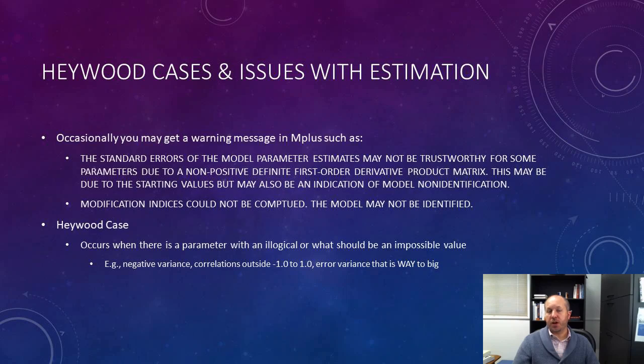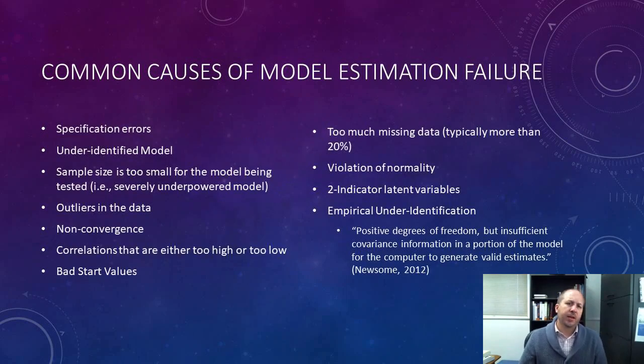So I'm going to go through common issues and then common troubleshooting. So some common causes of model estimation errors. Specification errors are usually the first common problem, where you have not specified your model correctly, or you have too few parameters or too many parameters based on the sample size that you have. You can have an under-identified model, so that's where you have negative degrees of freedom. And then you have an identification issue.